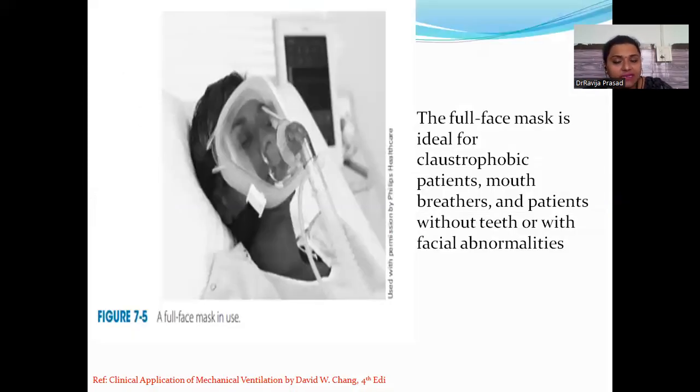The full face mask is ideal for claustrophobic patients, mouth breathing, patients without teeth, or with facial abnormalities. As you have seen this time, this is the kind of NIV mask most commonly used in the present scenario; we have seen it over the last 2 years. The patients who have been suffering from corona, we have seen it when the patient does not have a proper inspiratory and expiratory rate, and when they have a low saturation volume.